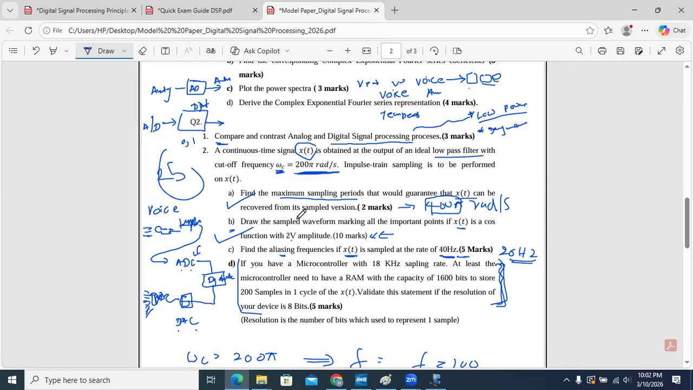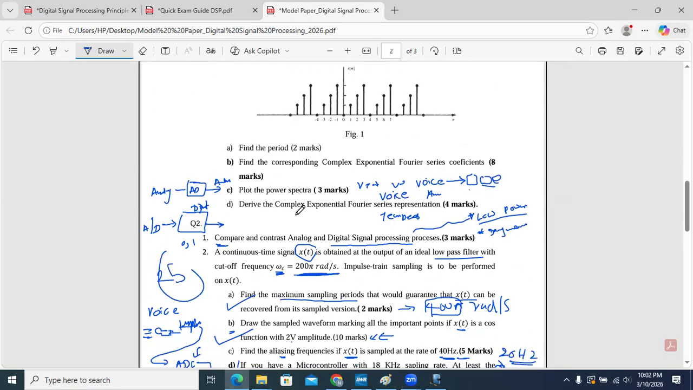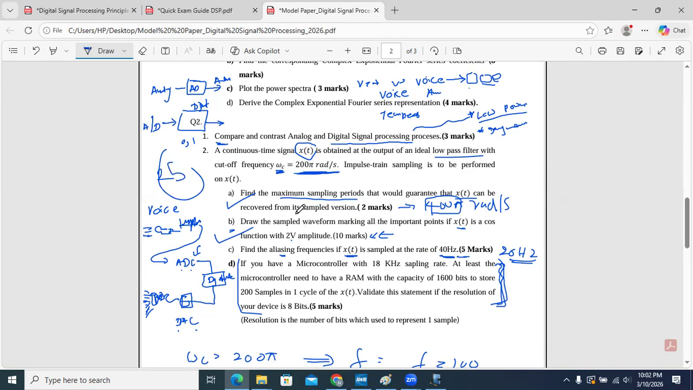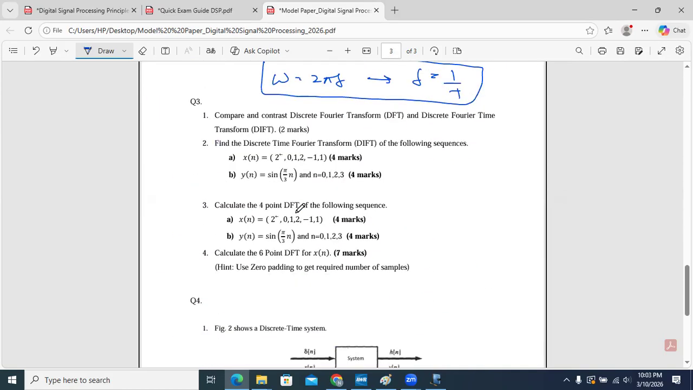Even for O level, there is nothing to think about. Okay, there are some procedures. So if you are familiar with the procedure, you can do that. Okay, so we will move to question 3.